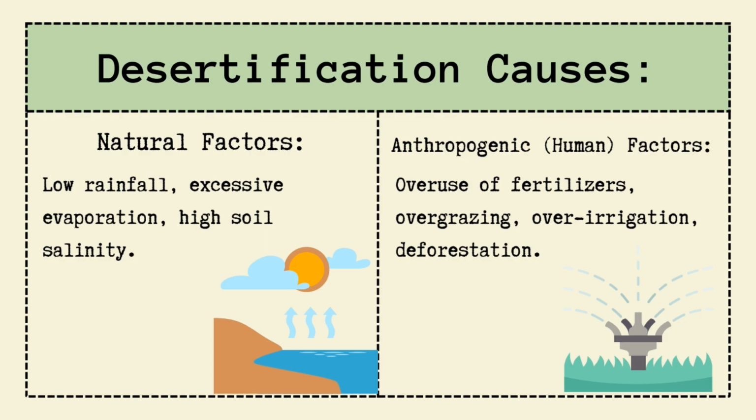One is unsustainable land use, like overgrazing, where too many animals feed on the land without giving it a chance to recover. Another big cause is climate change, which can increase the frequency and intensity of droughts, drying up the soil even faster. When we cut down too many trees, or deforestation, the land also becomes vulnerable because trees help retain water and stabilize the soil.